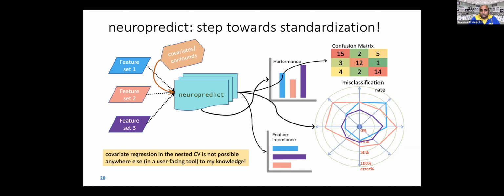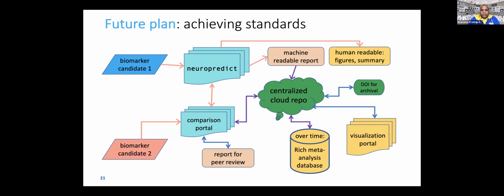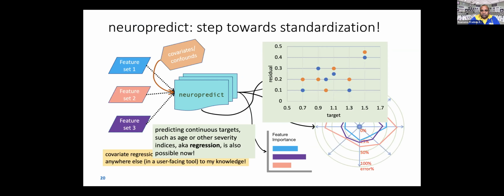This is actually one of the important things. Especially in the clinical world, covariates play a big role in the type of questions researchers are trying to ask and answer. So we can also predict not just classes and categories, but also continuous scores that are important for psychiatric applications. So this is just a tool in terms of the larger goal of standardizing the performance evaluation.